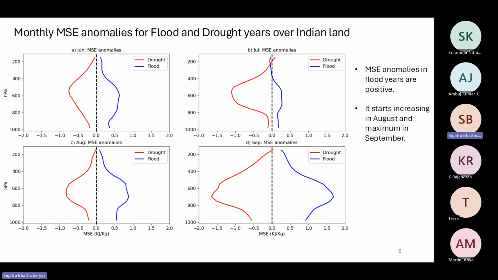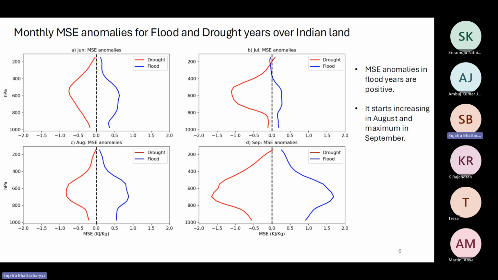Look at July. It's positive but weak, and this weak positive anomaly of moist static energy can be connected to the precipitation anomalies. If you look at the July precipitation anomalies for all those flood years, you will find that the precipitation anomalies are very weakly positive as compared to the negative anomalies of the drought years. So it is somewhat following the precipitation pattern.